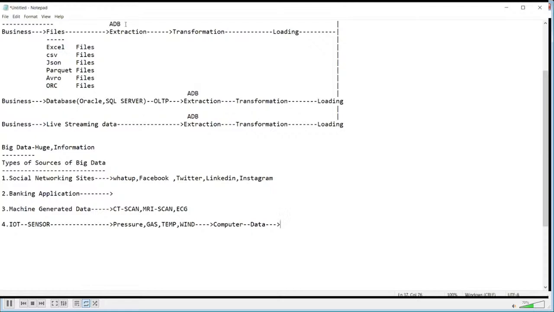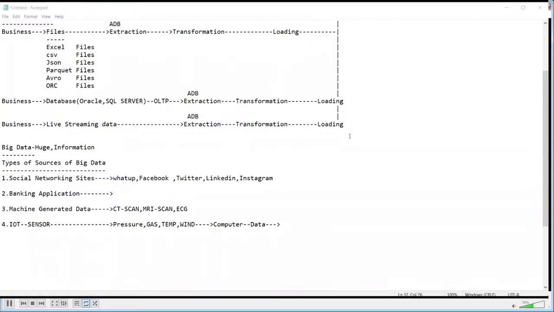From the files we receive, we extract it, we transform it, and we load it. Ultimately, it will go like this. So now, guys, I can give you one example of IoT sensors. Whenever you travel on the highways, once you enter a town or a village, at the start of it you will find some very big table fans which rotate very slowly. Am I right?